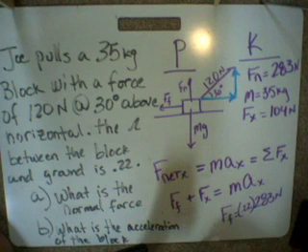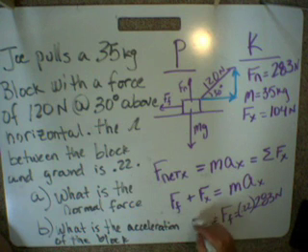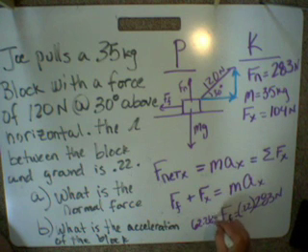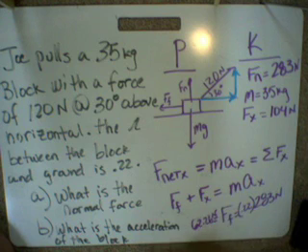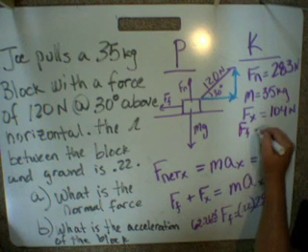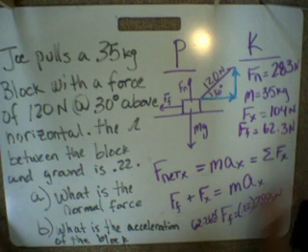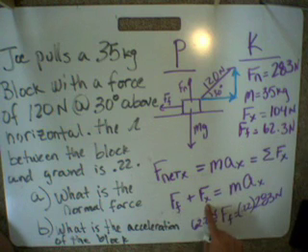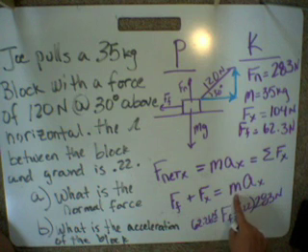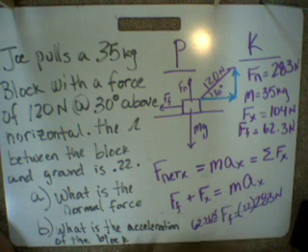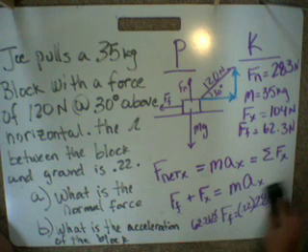283 times 0.22 is 62.26 newtons. So now I have the force of friction, which was 62.3 newtons. I have the force in the x direction. I have the mass. And now I could go ahead and solve for the acceleration in the x direction.